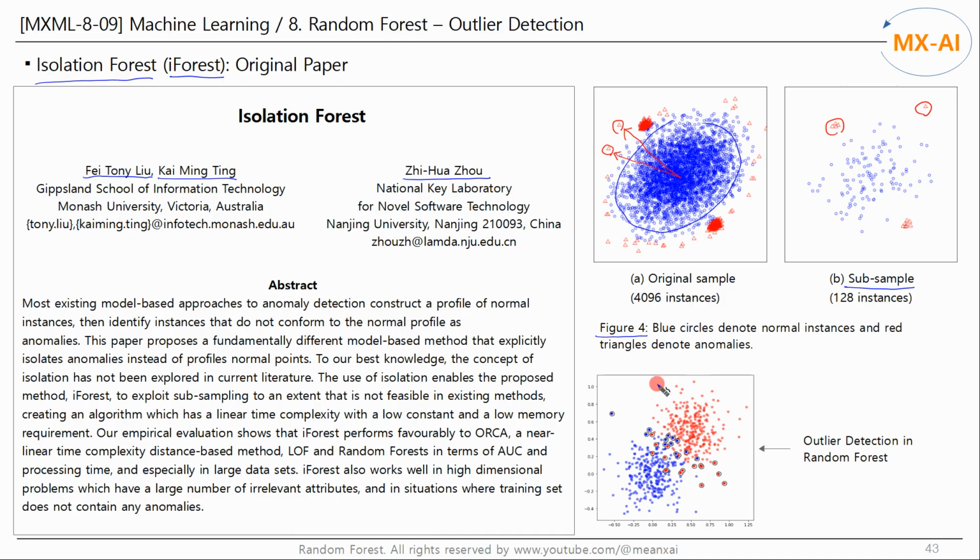For comparison, here are the Random Forest outlier detection results from the previous lecture. Since Random Forest is a supervised learning algorithm, it can use the target class labels and take the distribution of each class into account. The detected outliers are located near the decision boundary. As a result, the two methods produce different results because one is based on supervised learning, while the other is based on unsupervised learning.